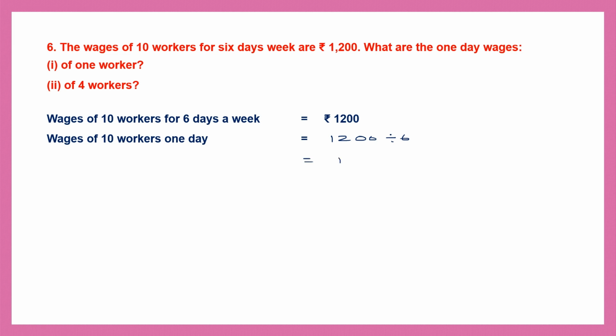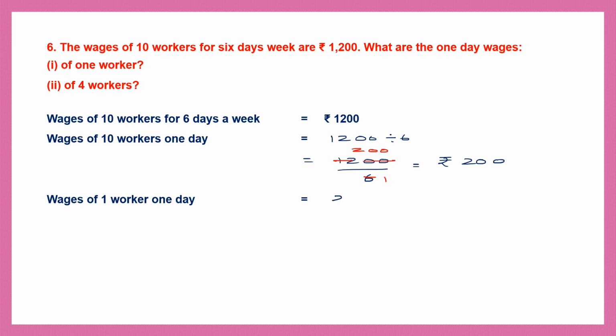So let's do that. 1,200 divided by 6. We can cancel. 6 ones are 6, 6 twos are 12, and 2 zeros, 200. So the 1 day wages of 10 workers is 200 rupees. This is for 1 day. Now we can find the wages of 1 worker for 1 day. So 10 workers get 200 rupees. So one worker will get less than that, isn't it?